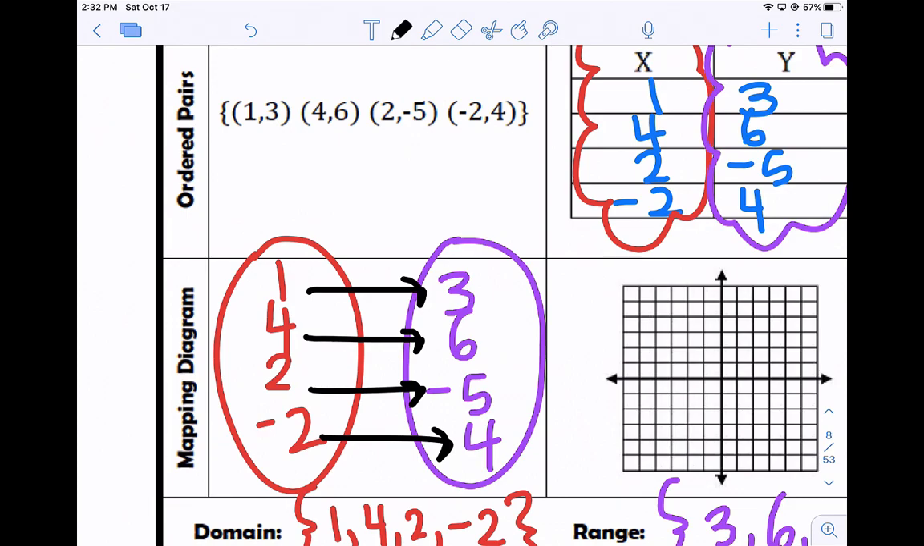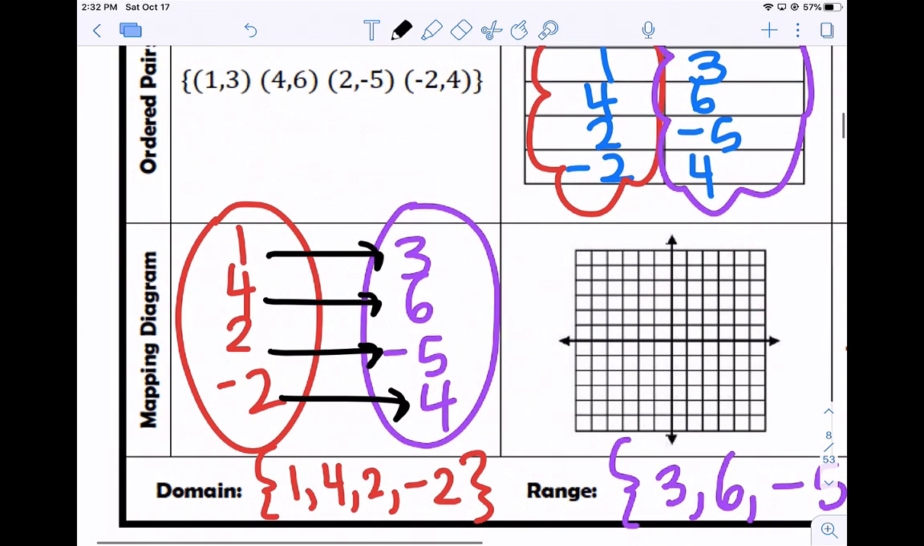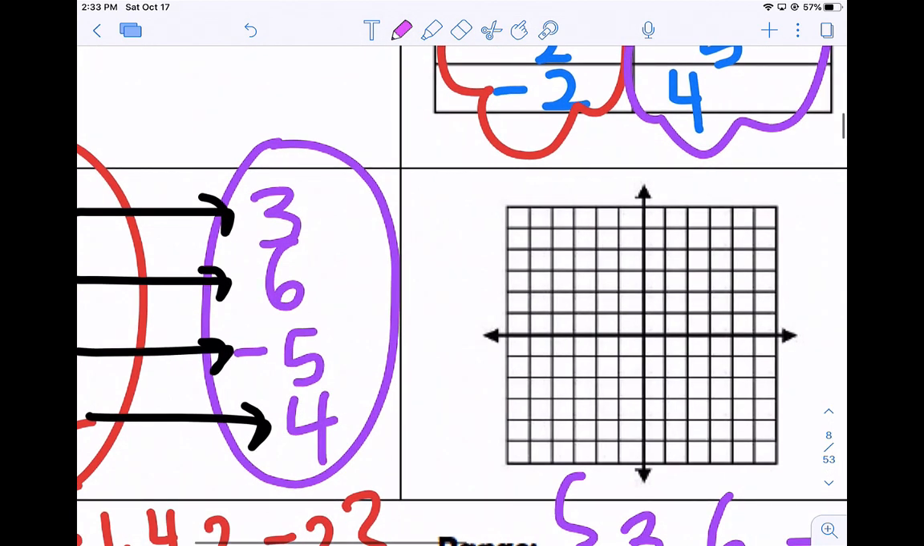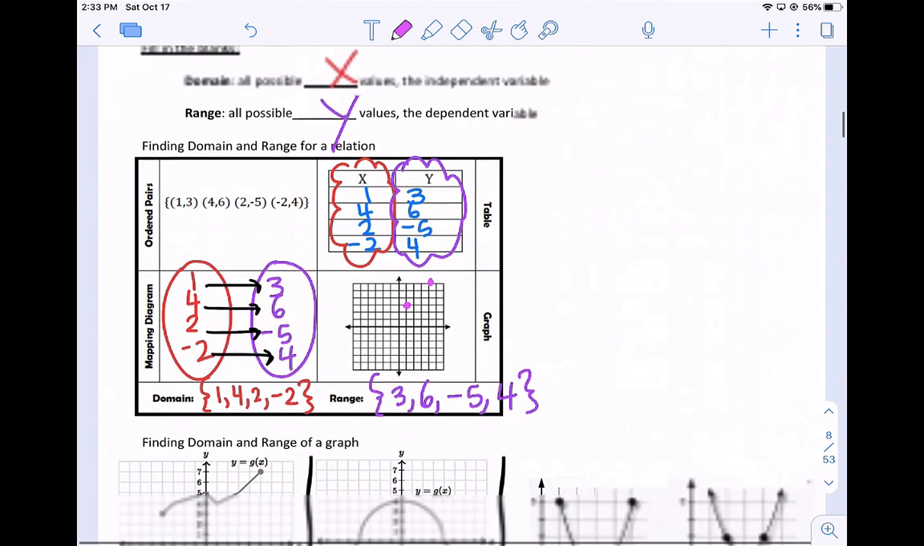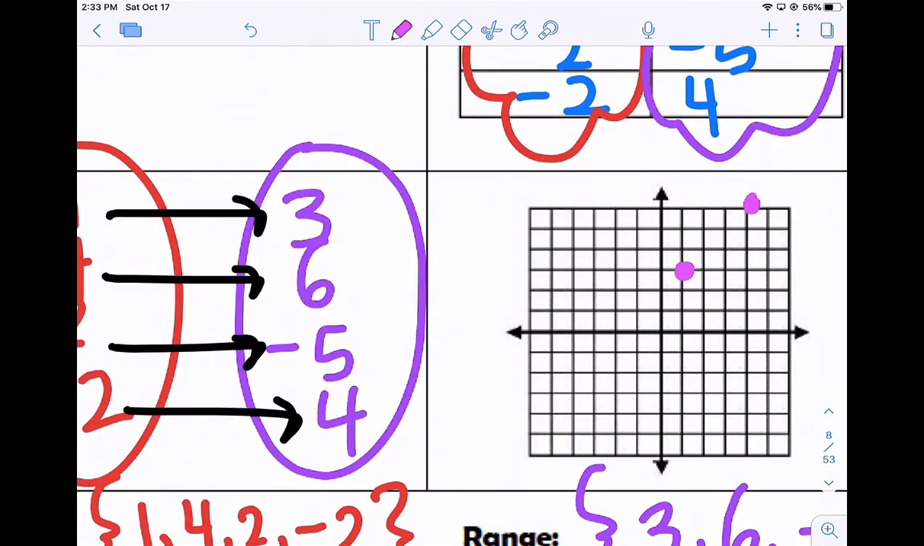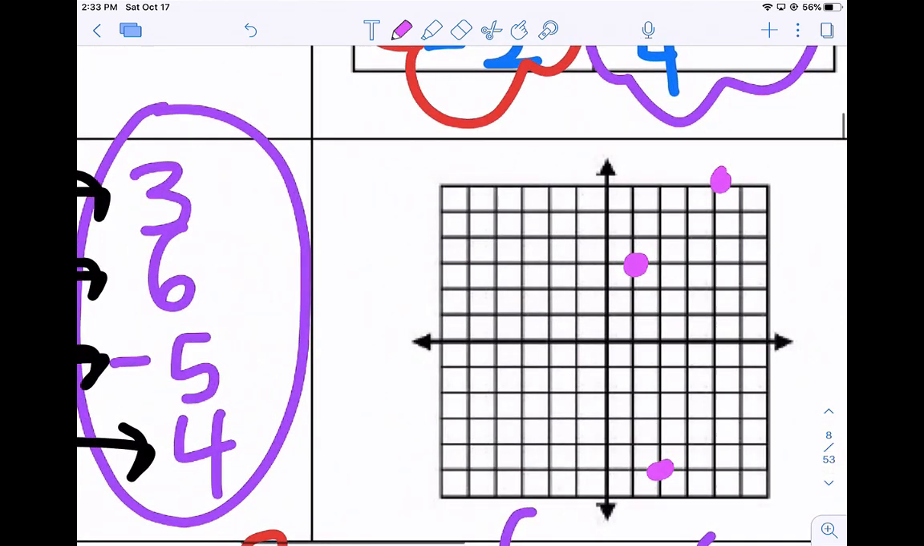And then of course we can graph these coordinates. So 1, 3, we would start at the origin, 0, 0, and go over 1 up 3. Go over 4 up 6. 2, -5 is right here. And then -2, 4.